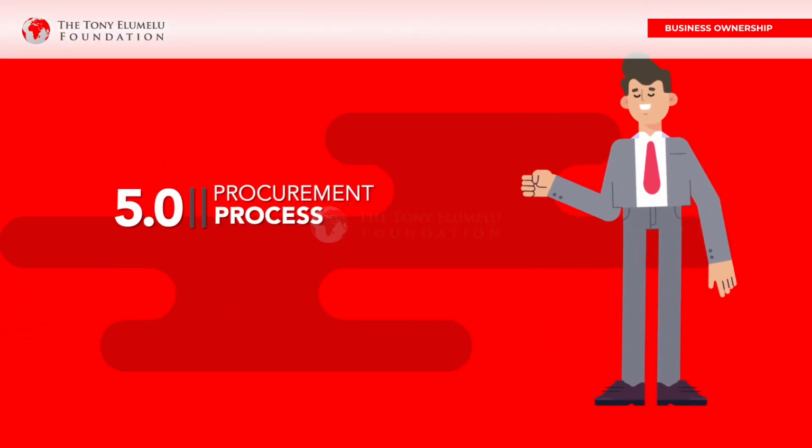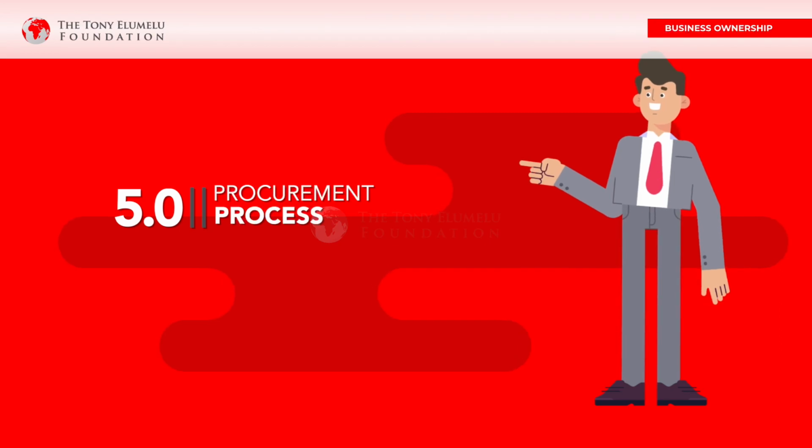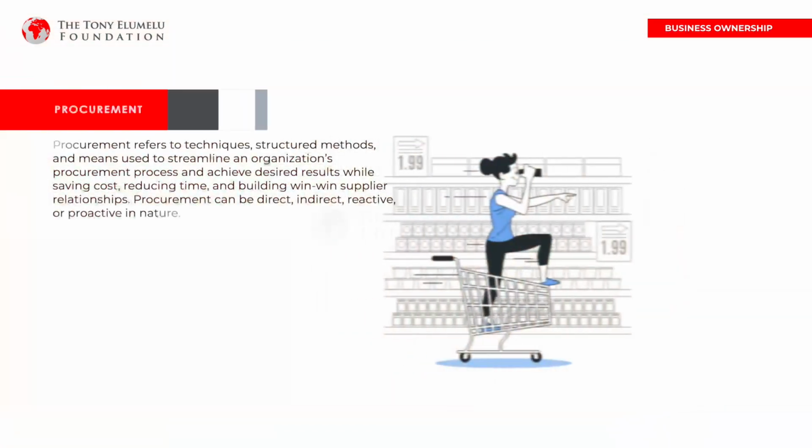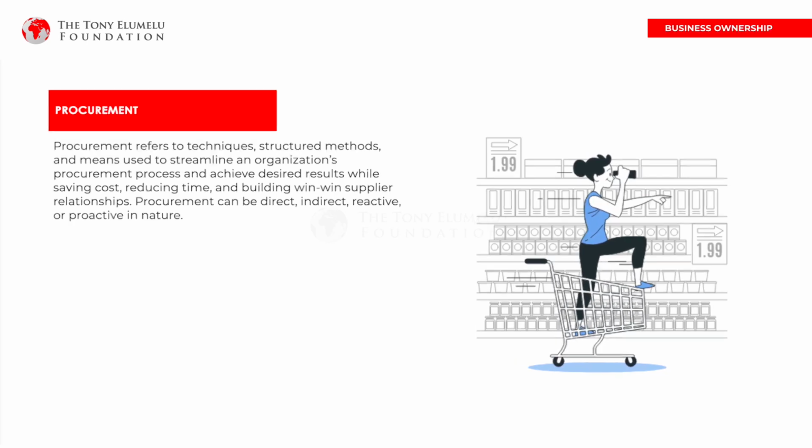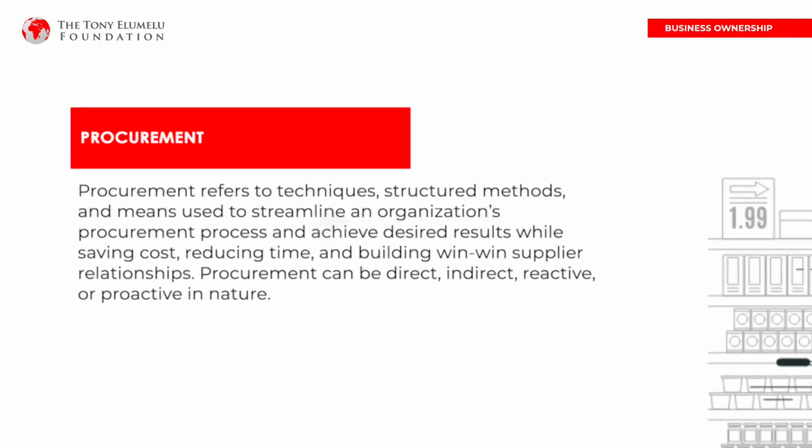Procurement process. Procurement refers to techniques, structured methods, and means used to streamline an organization's procurement process and achieve desired results while saving costs, reducing time, and building win-win supplier relationships. Procurement can be direct, indirect, reactive, or proactive in nature.